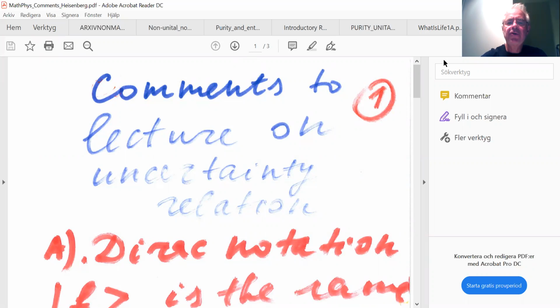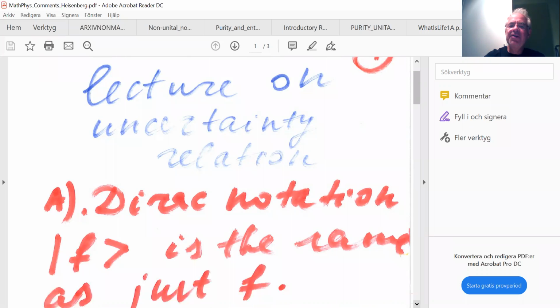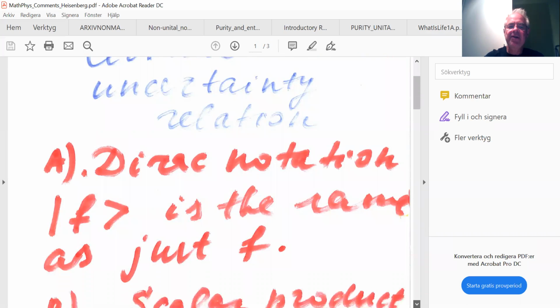I hope that you already started to follow my lecture on Heisenberg uncertainty relation, one of the basic relations in quantum mechanics. I would like to make some comments on this lecture because there were some notations which are used in physics but not so common in mathematics, and there can be some difference.